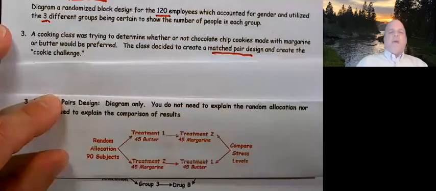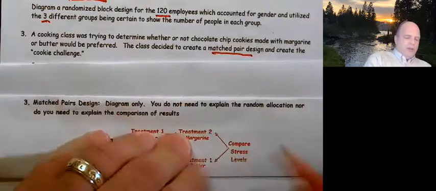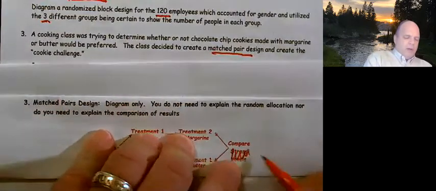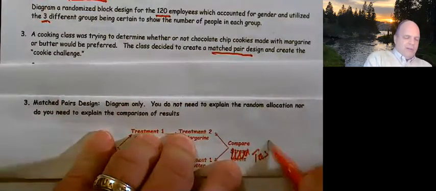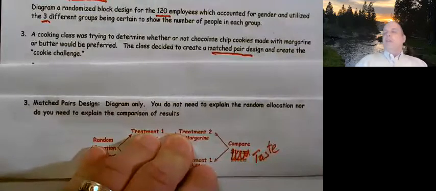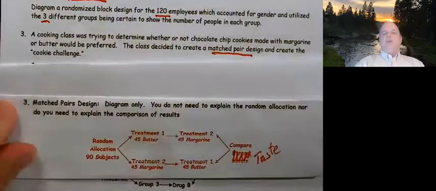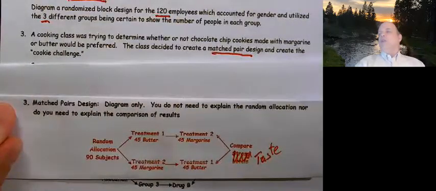So basically, we have a matched pair design. We swap the order, and we have everyone being tested twice. Remember, matched pair, you're swapping the order. And this says compare stress level. That's not what we're going to compare. We're going to compare taste. We're not going to compare stress level. So that's the matched pair design for making the cookie.